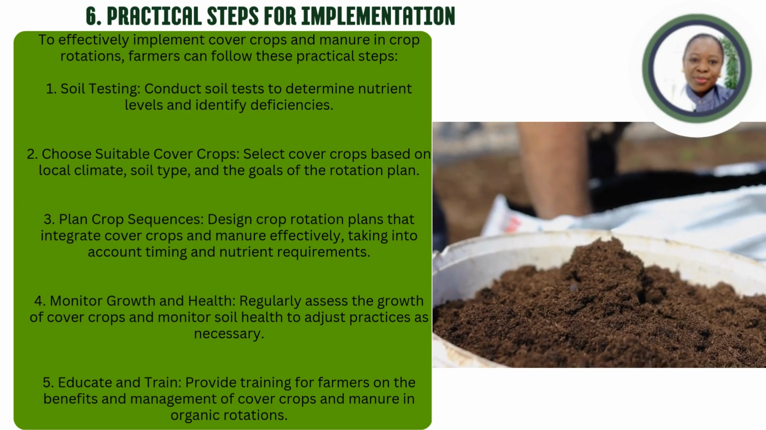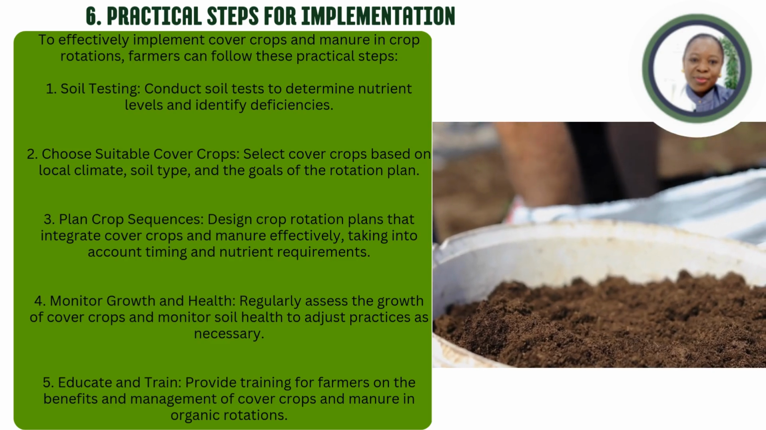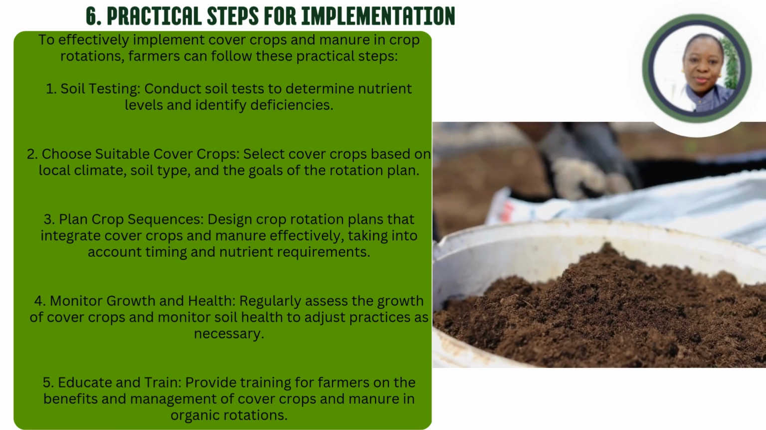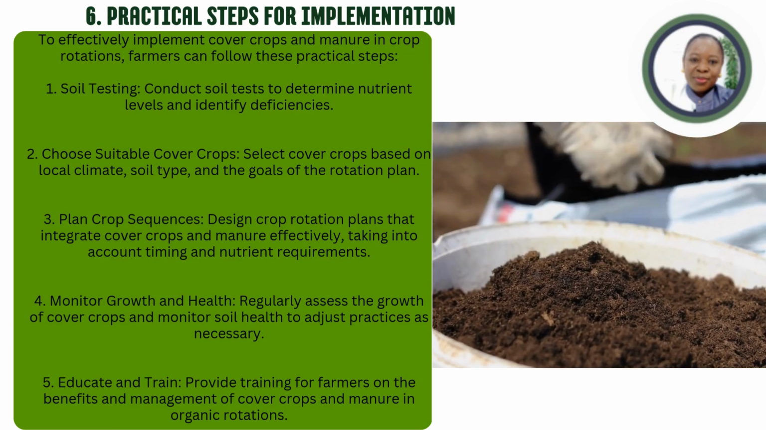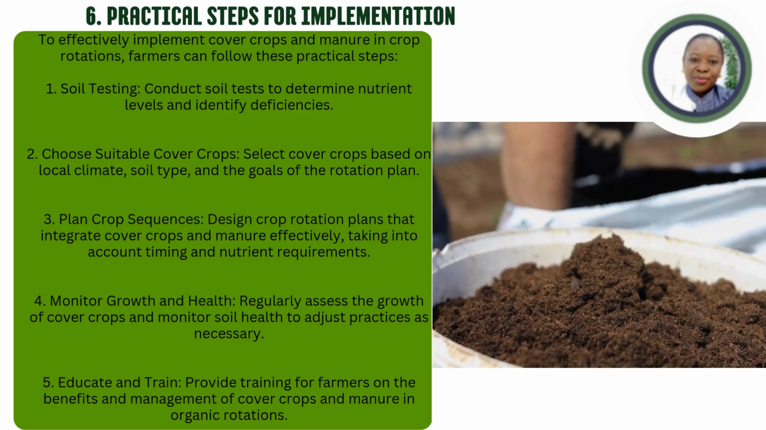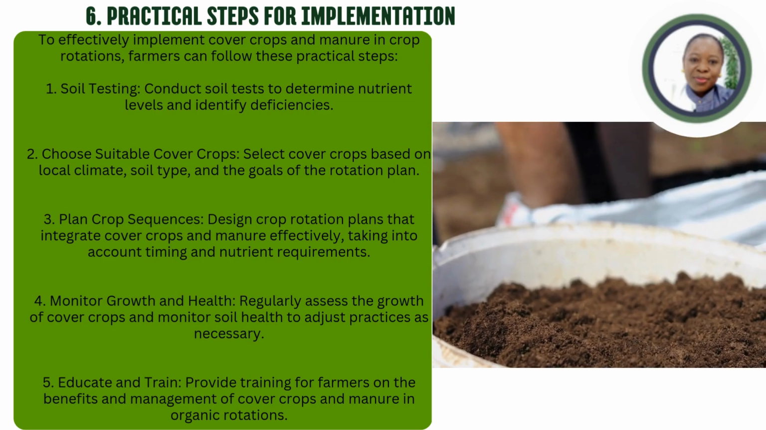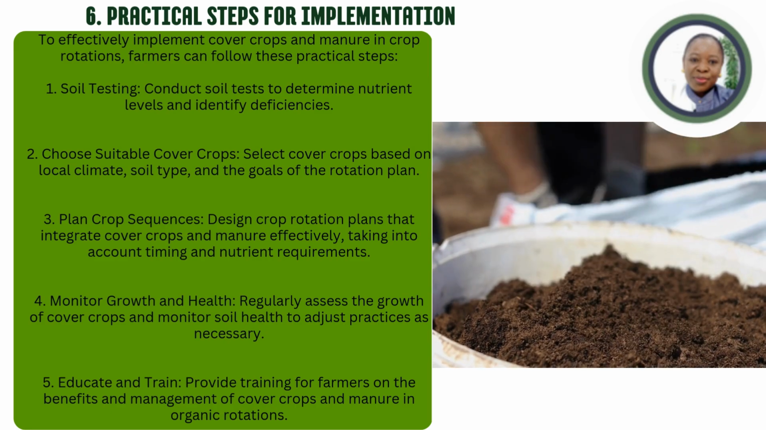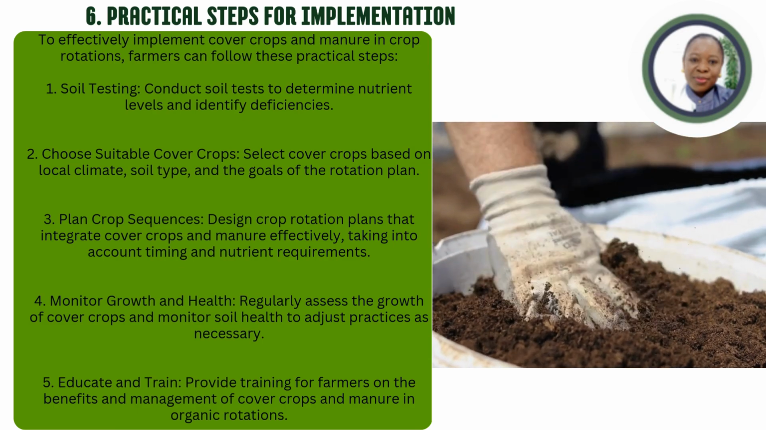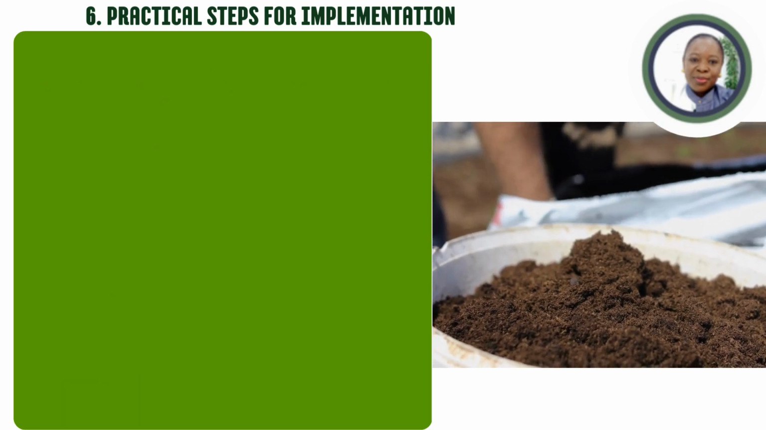3. Plan crop sequences. Design crop rotation plans that integrate cover crops and manure effectively, taking into account timing and nutrient requirements. 4. Monitor growth and health. Regularly assess the growth of cover crops and monitor soil health to adjust practices as necessary. 5. Educate and train. Provide training for farmers on the benefits and management of cover crops and manure in organic rotations.